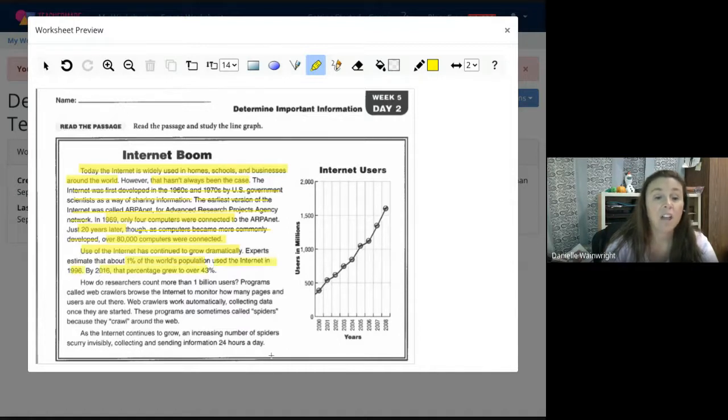Okay. Now, how do researchers count more than 1 billion users? So the next two paragraphs are about how the researchers count the users, and it's super interesting, but I don't know that it has all that much to do with how it's grown, right? The fact that people are being counted is not why there's more people. So I'd argue most of this is actually pretty unimportant.